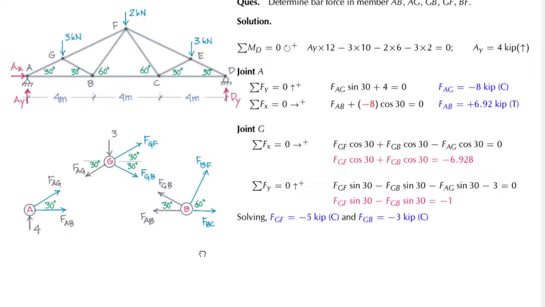And the next task is similar. So if you take summation of Fx, and summation of Fy equals 0, you will get FGB positive, sin 30, cos 30 in the x-axis, and plus FBF sin 60 degrees. So that is how you get FBF equals 1.73 kip.